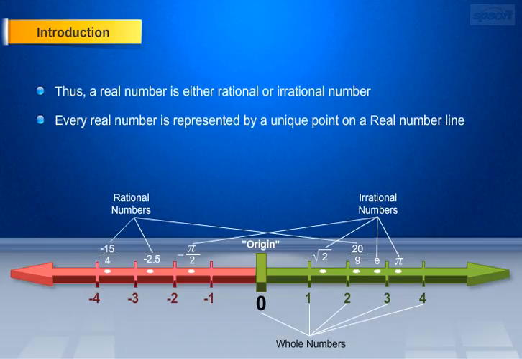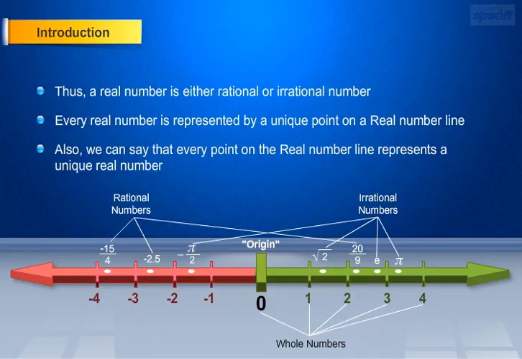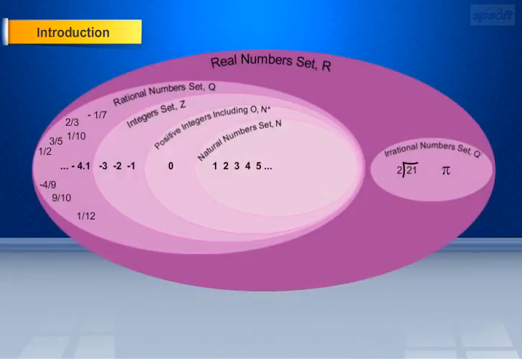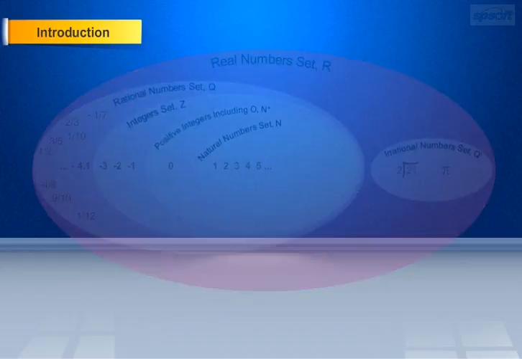Every real number is represented by a unique point on a real number line. Also, we can say that every point on the real number line represents a unique real number. This figure shows a real number set diagram. So, a real number set consists of all rational and irrational numbers, 0, positive and negative numbers.